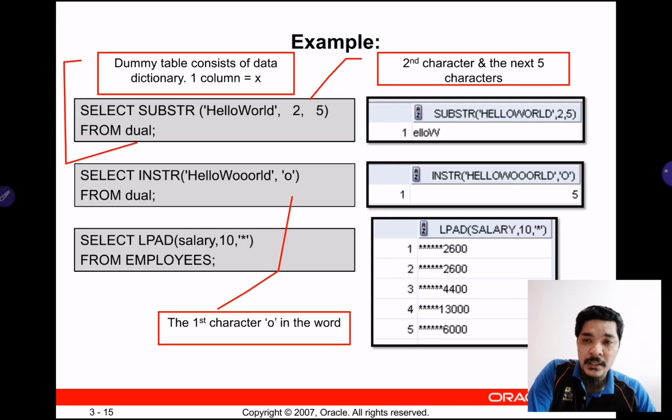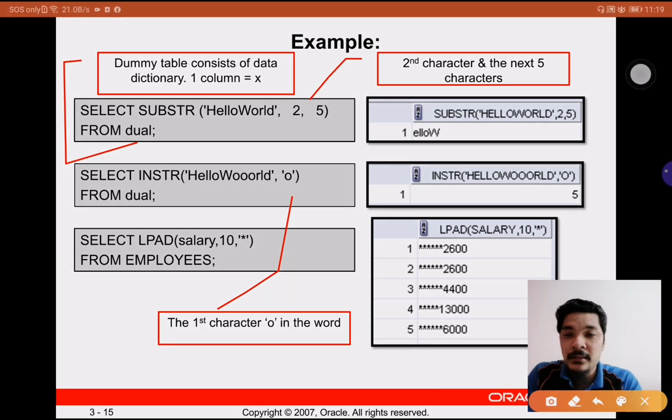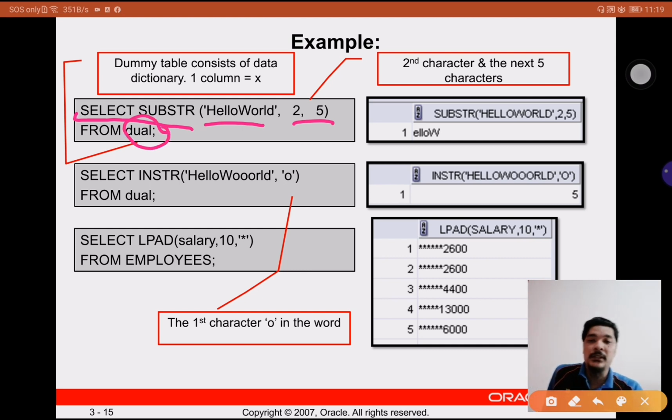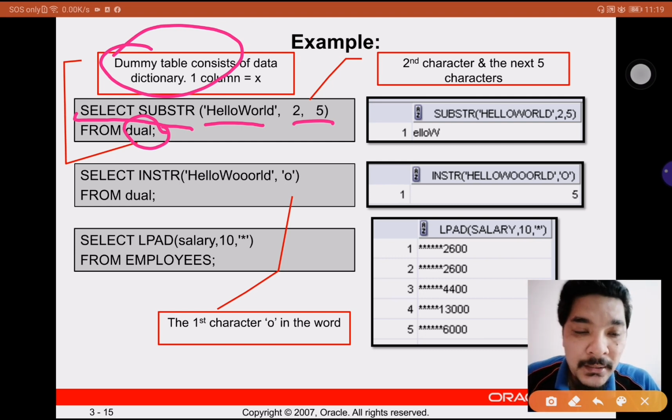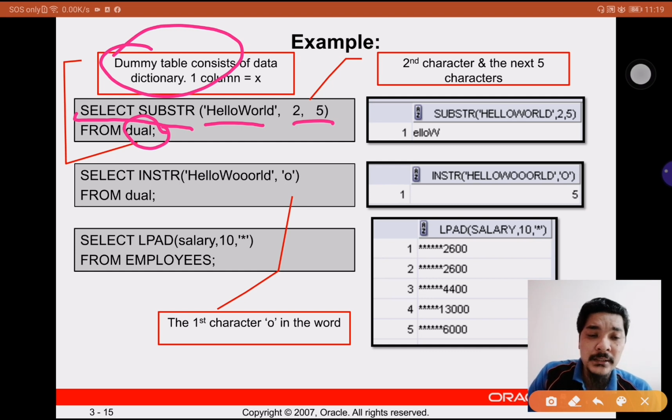The next one, for example, we look into a simple example here. Select SUBSTR of Hello World, 2, 5 from dual. Let me explain first. What is dual? Dual is a dummy table, consisting of a data dictionary, with 1 column, X. In simple words, dual already exists, and it looks like a table that is already there in the Oracle software.